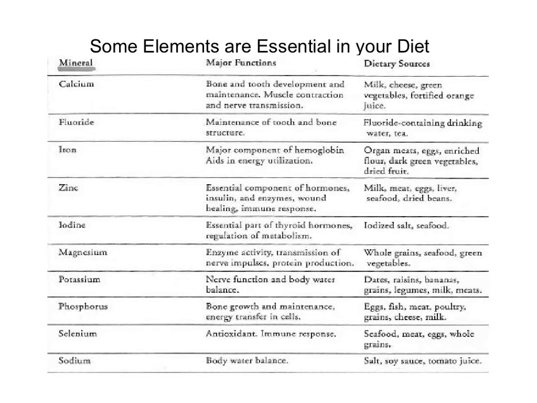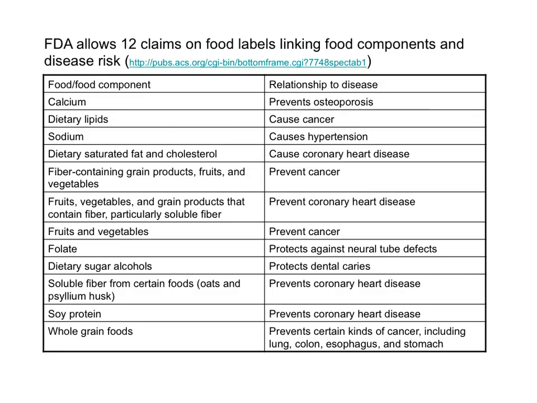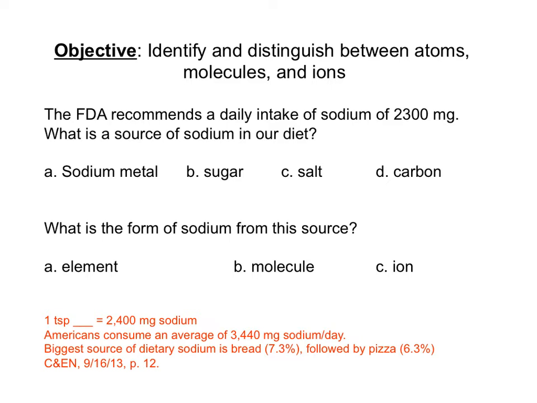This table shows some essential elements in our diet, as well as their functions and dietary sources. Are these elements found as elements or ions? The answer is ions. The Food and Drug Administration allows food labels to list these claims. For example, sodium causes high blood pressure, and eating your fruits and vegetables can prevent cancer. Sodium is an essential element, so stop the video and answer these questions. And the answers are, we Americans consume more sodium than is recommended by the FDA.